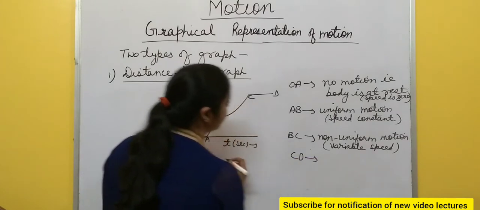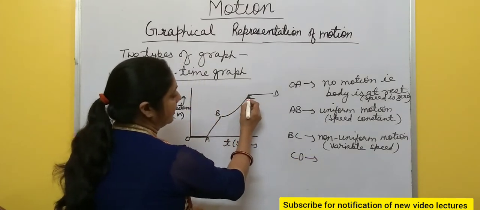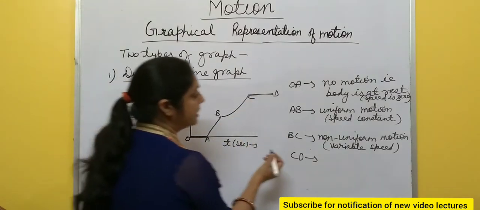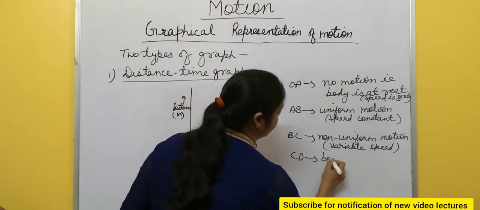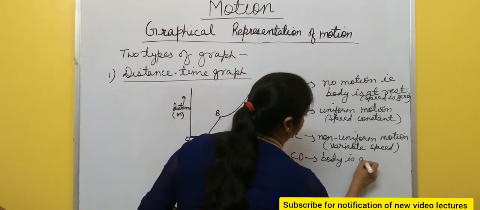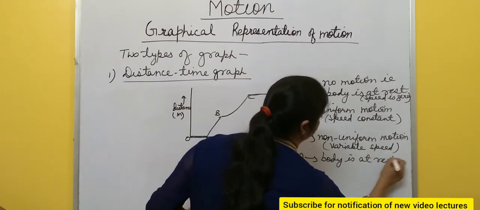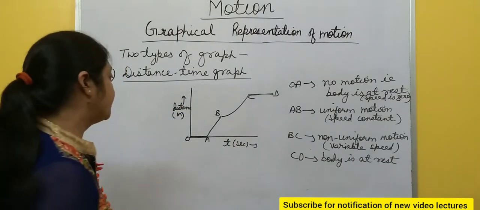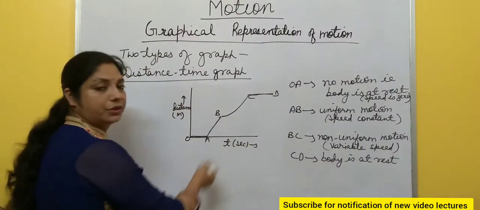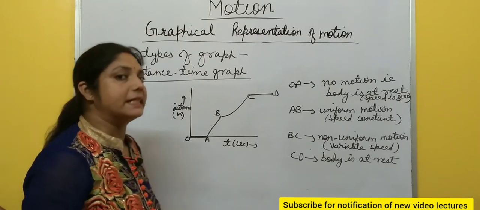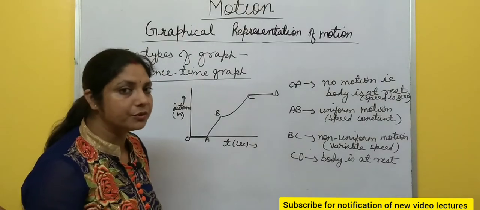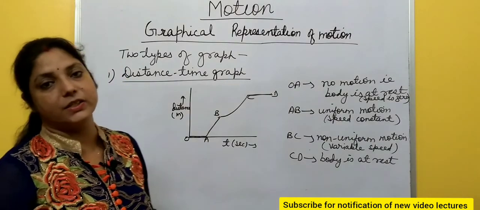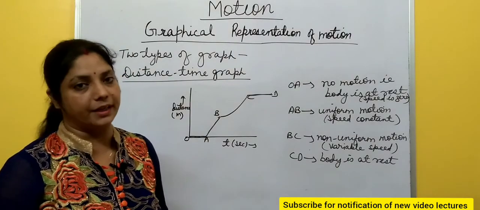Again this CD. What does this CD represent? CD represents, again at different time intervals, the body does not change its position. It means the body is at rest, no motion. So in this way you have to solve different questions, identify the motion of the body, whether the body is at rest, in uniform motion, or in non-uniform motion. So these are different cases of the distance time graph.